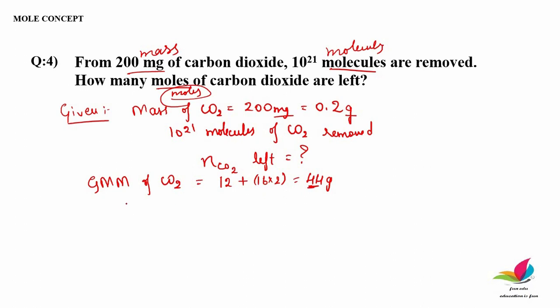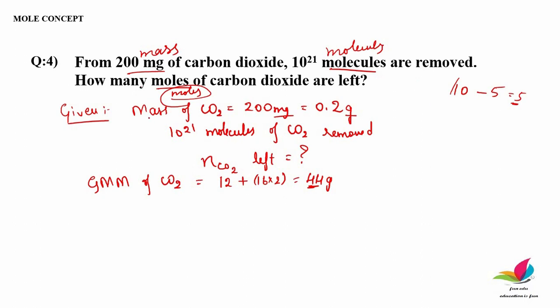Okay, so gram molecular mass of carbon dioxide will be equal to 44 gram. See, suppose for example Rahul has 10 chocolates and he gives 5 of his chocolates to his friend Sneha. So what is the number of chocolates that is left with him? That will be 10 minus 5 equal to 5, correct? That will be very simple. So let's apply the same logic here.